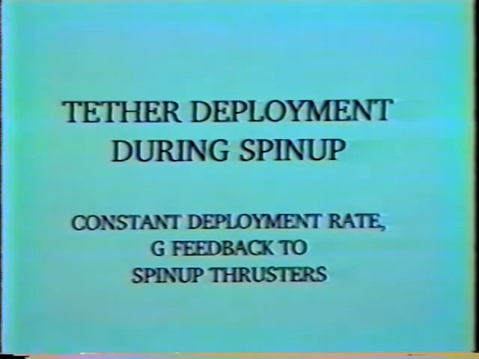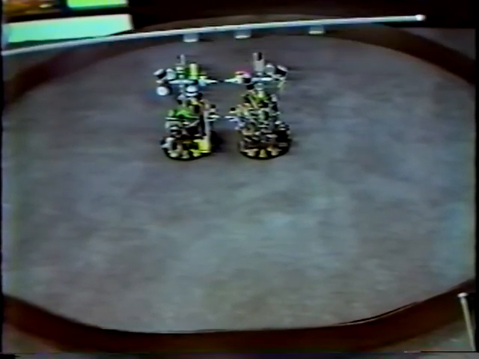Now here's the tether deployment during spin-up, and there's a feedback of the accelerometer reading to the spin-up thrusters to keep the configuration rotating at a rate such that the G level remains nearly constant. The modules start out close together, and there's an initial pulse given to spin the configuration up. Now the tether starts to deploy at a constant rate, and you might see some speeding up and slowing down.